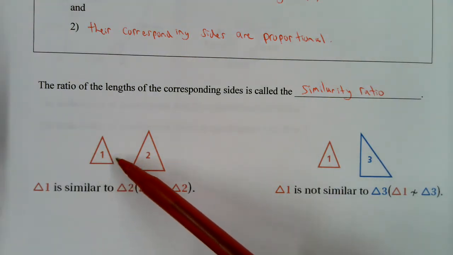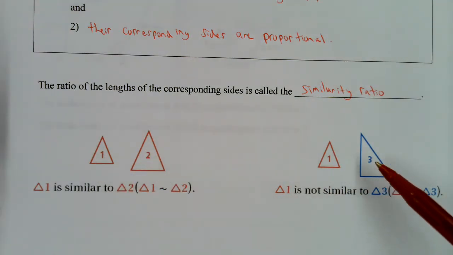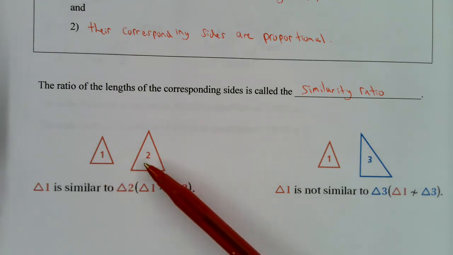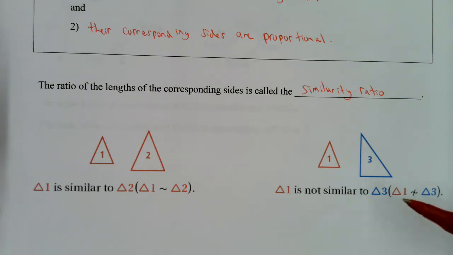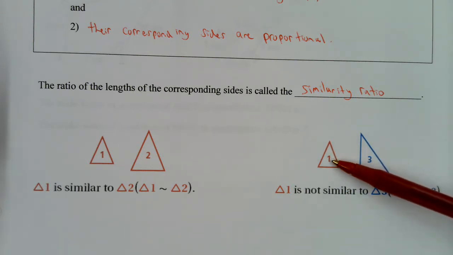So we have 1 example and 1 non-example. This is an example of similar triangles. Triangle 1 is similar to triangle 2. They're the same shape, but not necessarily the same size. And these are not similar. Not the same shape. This is the right triangle. This one is not a right triangle.